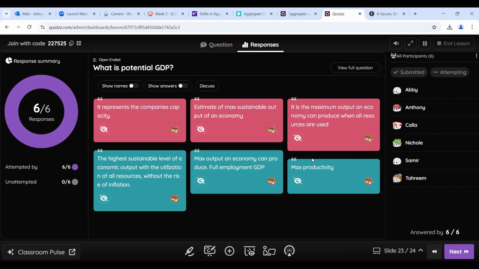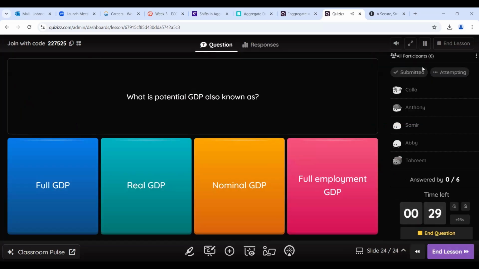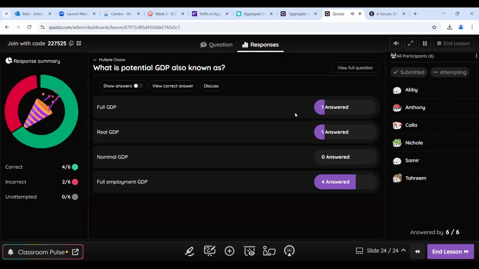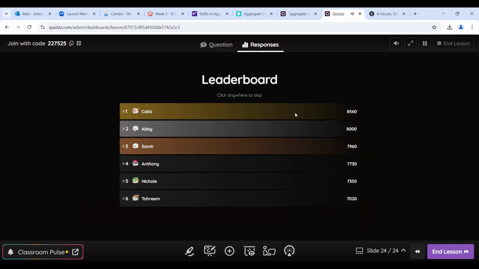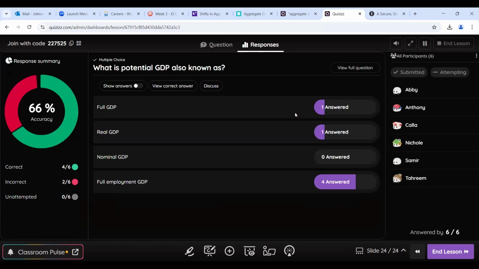It's the maximum output an economy can produce when all resources are used. Max productivity, max output an economy can produce, full employment GDP, the highest sustainable level of economic output with the utilization of all resources without the rise of inflation. So well done. What is potential GDP also known as? So full employment GDP, also I would accept full GDP. So full GDP and full employment GDP are correct.